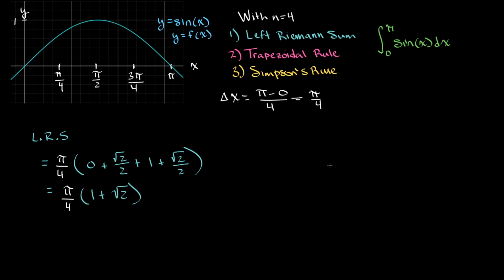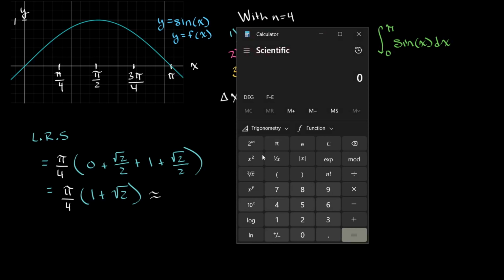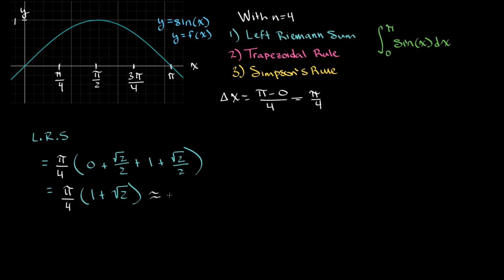So let's figure out what this is on a calculator. This is going to be approximately what? Let's grab our calculator, and let's go pi over 4, and then we're going to multiply this by 1 plus the square root of 2. What do we get? We get 1.896. Let's round it to that. So 1.896. This is what the left Riemann sum gives us. So 1 down. Now let's move on and talk about a trapezoidal sum.